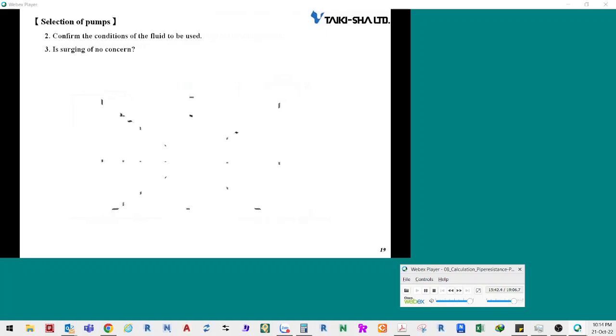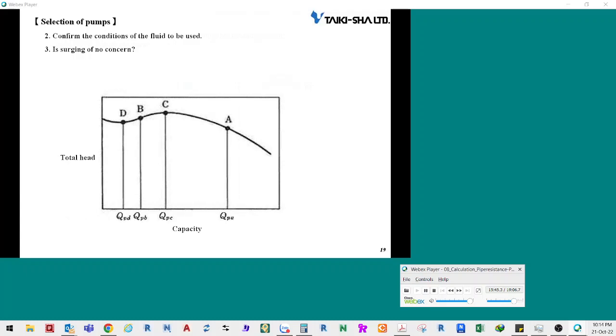Three, is surging of no concern? If the horizontal line of the pump head intersects with two or more points on the performance curve, the pump performance changes at operating points between such points on the curve. In this situation, the pump operation is unstable. Vibration and noise are generated. The pump may fail. Select the pump so that only one operating point can exist on the performance curve. In particular, select the operating point on the downward sloping part of the performance curve.